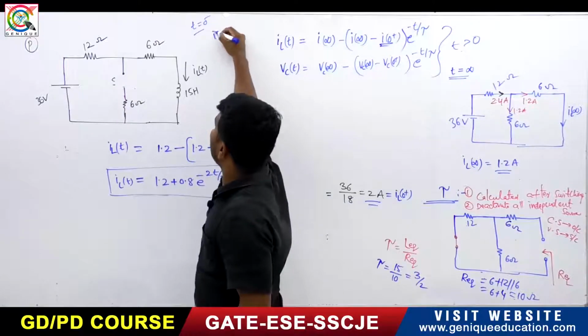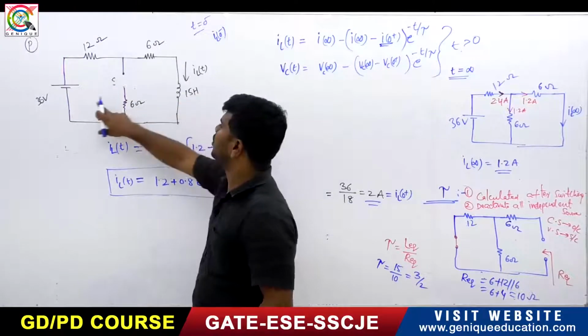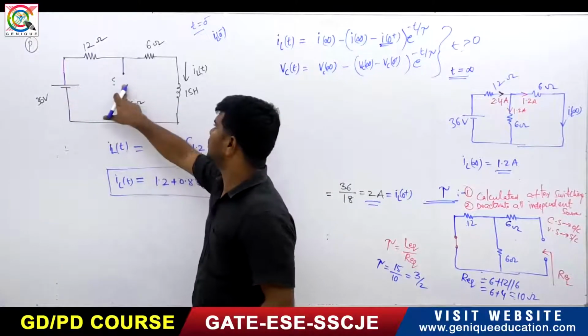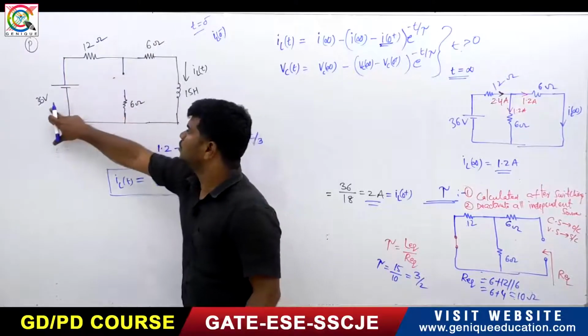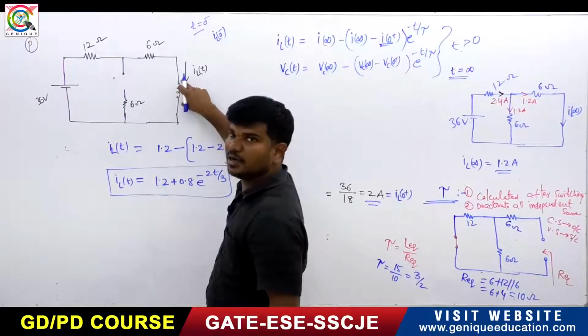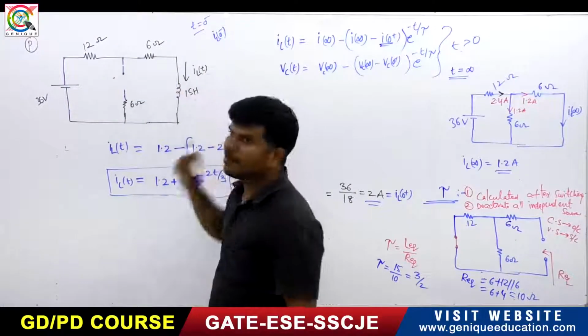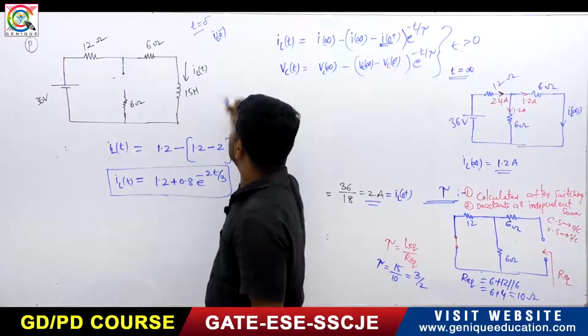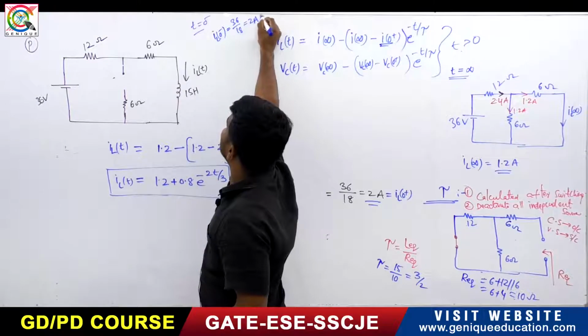Now what will be the IL of 0 minus? IL of 0 minus is 36 divided by, this resistor will not be working, so 12 plus 6, it is 18. So 36 divided by 18. So IL of 0 plus, this is short circuited because it is connected from minus infinity time, right? So this will be equal to 36 divided by 18, so this will be 2 amperes.